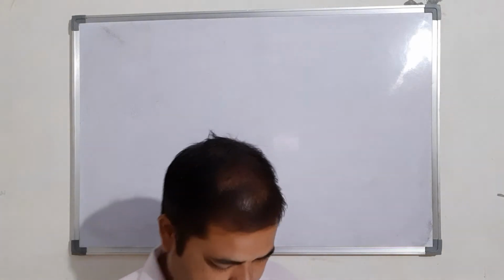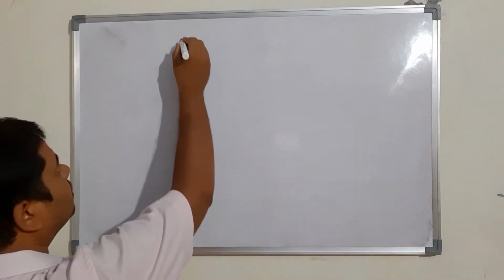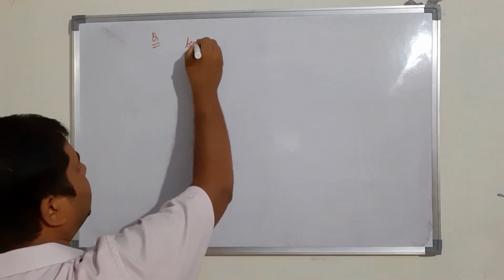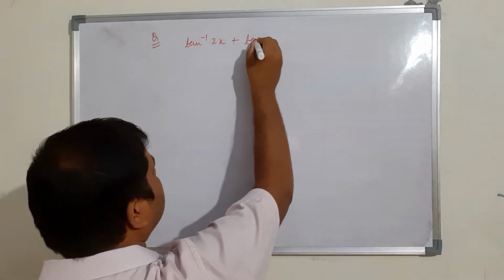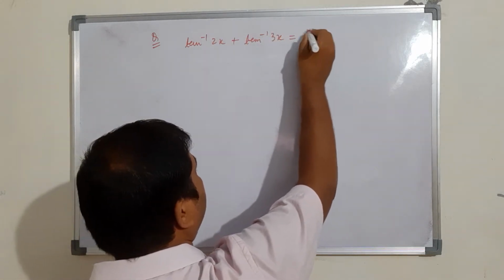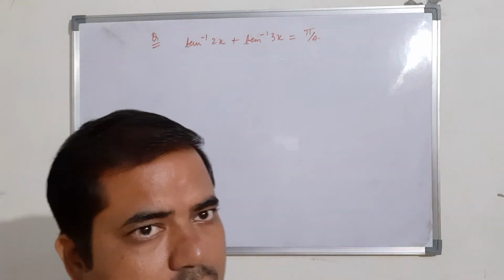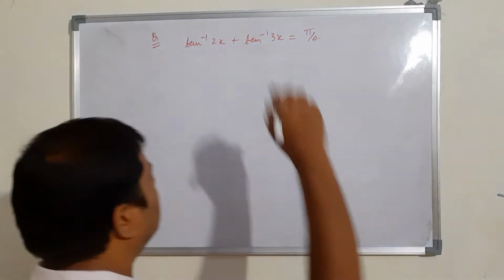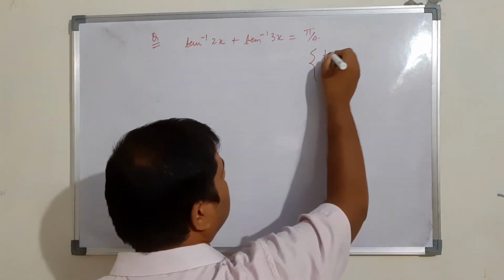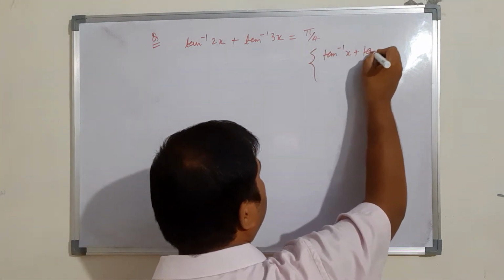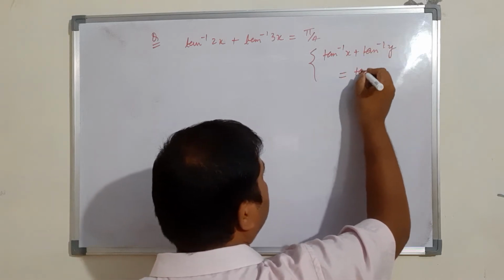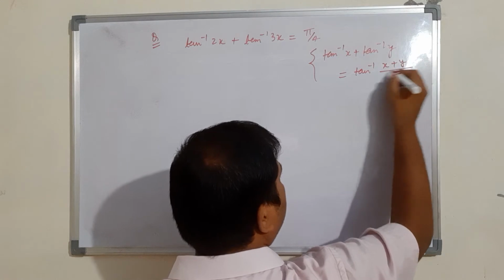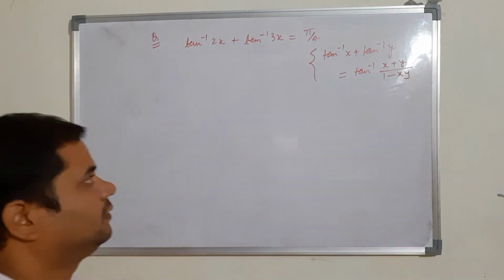First of all, solve tan inverse 2x plus tan inverse 3x is equal to pi by 4. This is an inverse trigonometric equation. For this particular question, we have to use tan inverse x plus tan inverse y is equal to tan inverse of (x plus y) upon (1 minus xy).